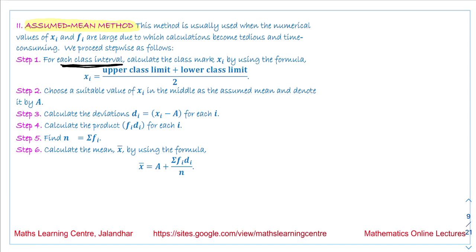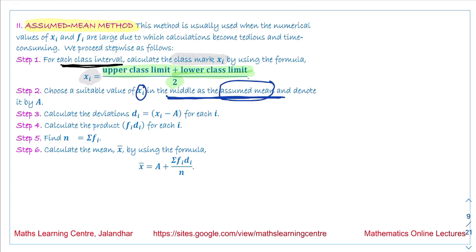Corresponding to these class intervals we have to calculate the value of the class marks. This step is the same as in the previous method: we calculate xi, and the formula we know is upper class limit plus lower class limit divided by 2, and we obtain the class marks. Now the next thing we have to do is choose a certain number. We can choose any number, but in particular we choose the middle number as the assumed mean.